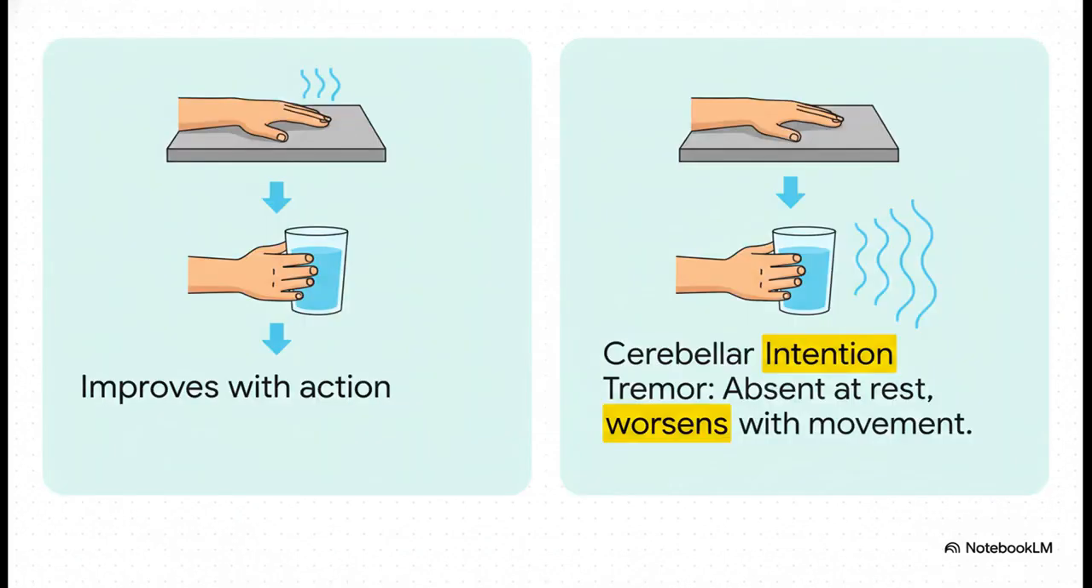And just as a quick clinical pearl, this is super high yield for exams. It's vital to know the difference between a Parkinsonian tremor and a cerebellar tremor. Remember, the Parkinson's tremor is a resting tremor. It gets better with action. A cerebellar tremor is the opposite. It's an intention tremor, meaning it's absent at rest but gets worse as you move towards a target.